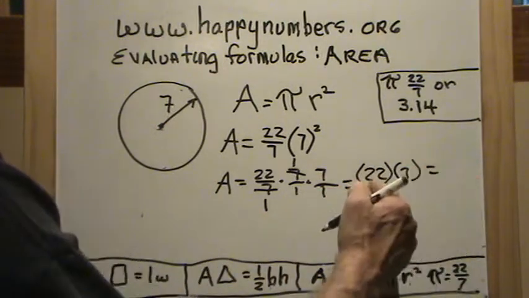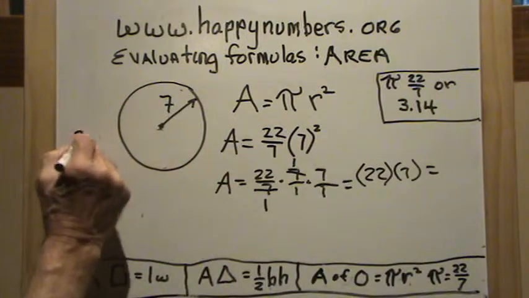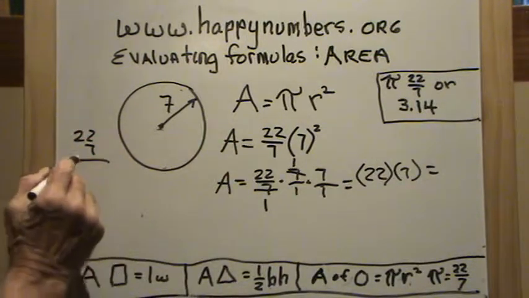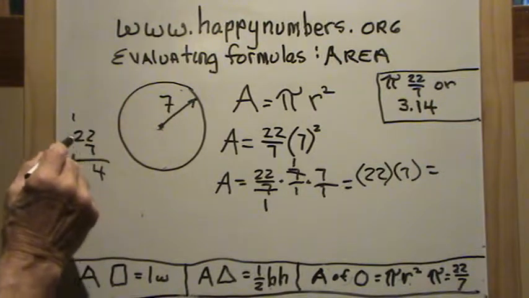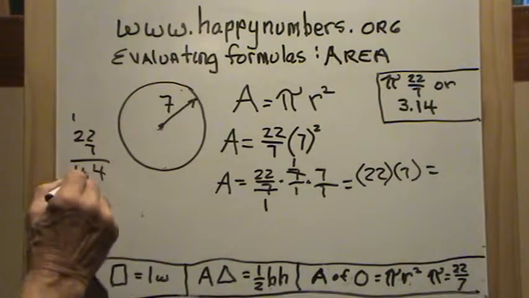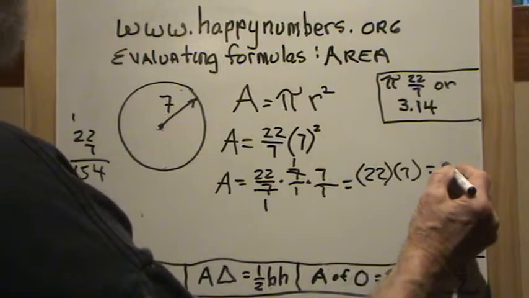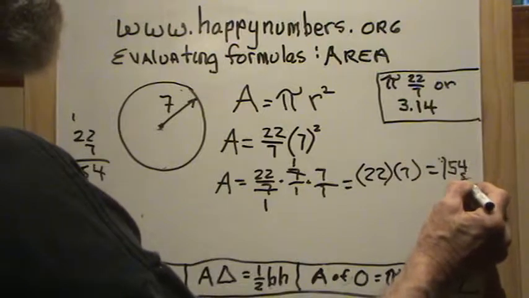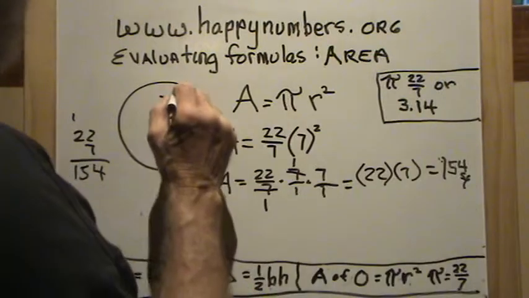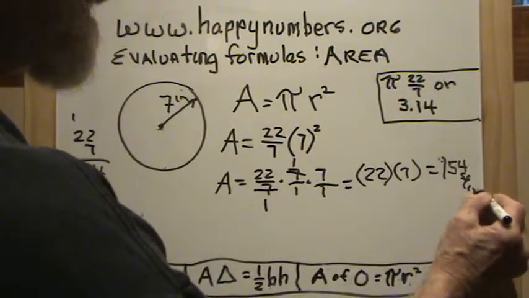So 22 times 7, I'll do that here. 7 times 2 is 14, carry the 1. 7 times 2 is 14, and 1 is 15. So our area is 154 square inches. We'll say this was inches.